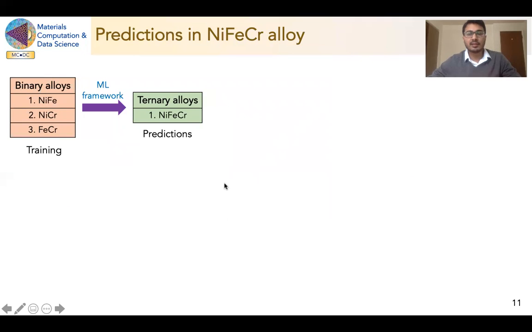So first, we tested our model on the nickel iron chromium alloy, and for nickel iron chromium alloy, the constituent binary systems are nickel iron, nickel chromium, iron chromium. So we use these three systems, with the various compositions, for training of the model, and then we are predicting migration energies for nickel iron chromium.